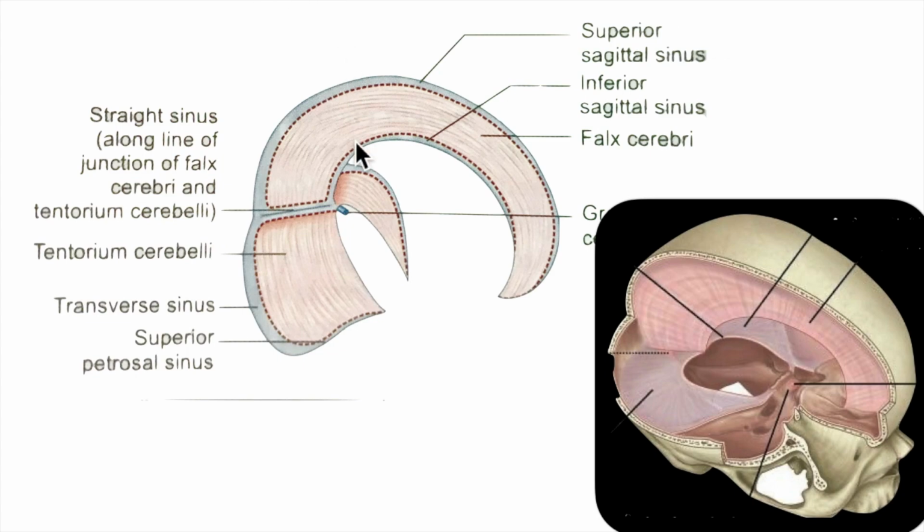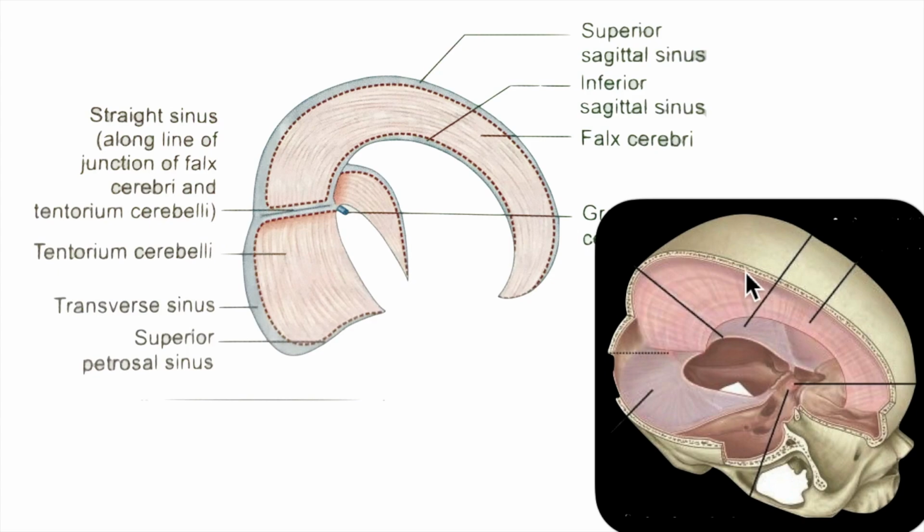So the folds that you are seeing here, these characters are called dural folds. Looking at the cranial dura, the cranial dura matter consists of two layers. One is the outer endosteal layer and the inner meningeal layer. The outer endosteal layer is nothing but the pericranium of the bone. The meningeal layer is the one which covers the brain.